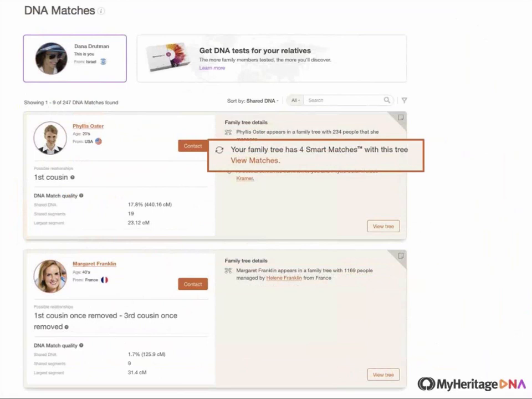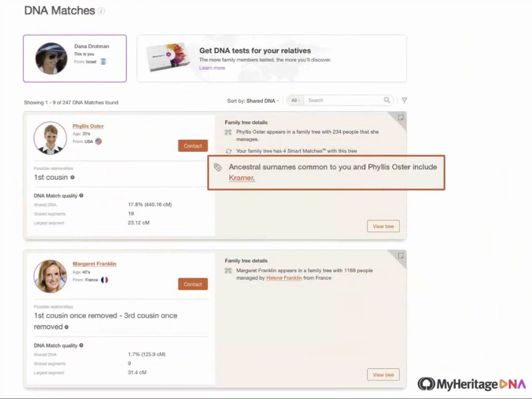MyHeritage can tell me that this individual on the 2 trees is me. So if I have a smart match between me and my DNA match, it might be easier for me to understand what the exact relationship is between me and this DNA match. For example, me and Phyllis, we have 4 smart matches, and I can also press view matches. It will open a new window that will show me who these specific individuals are that we have a match with, which is very interesting to explore from there.